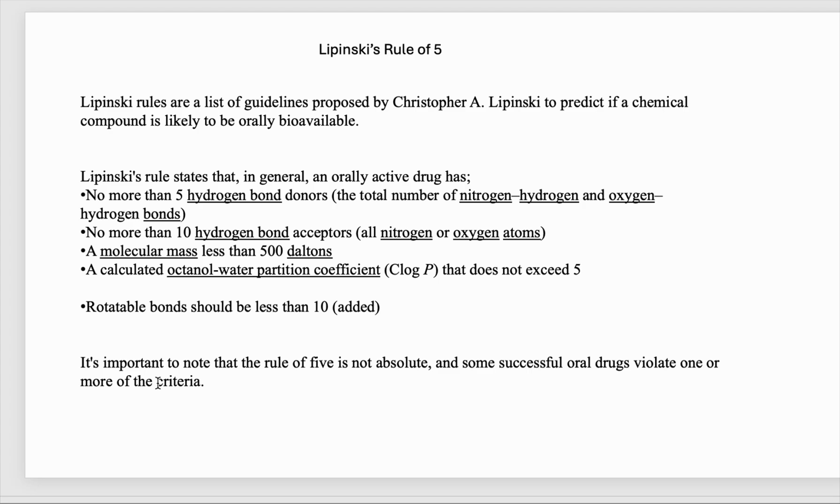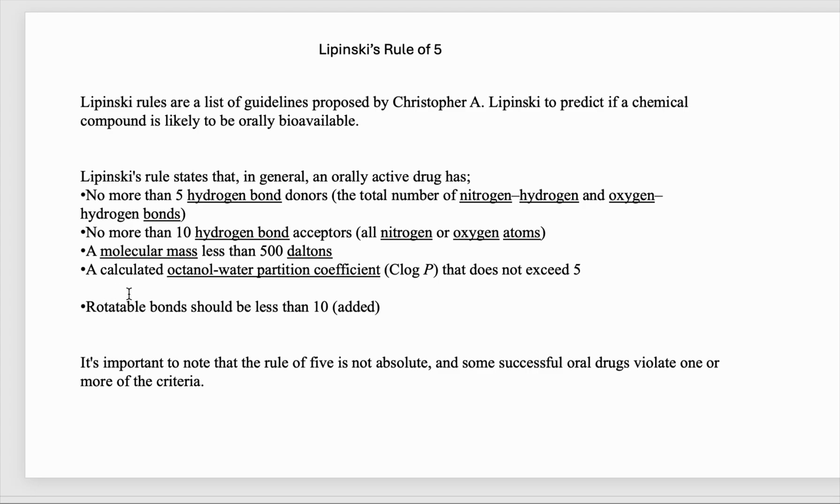So no more than 5 hydrogen bond donors. So the total number of nitrogen-hydrogen or oxygen-hydrogen bonds should not be more than 5. No more than 10 hydrogen bond acceptors. Again, all nitrogen and oxygen atoms have this tendency of accepting hydrogen, so the hydrogen bond acceptors should not be more than 10. The molecular mass of the drug should be less than 500 Dalton. Again, based on the same concept that it is easier for a smaller lipophilic drug to be absorbed.